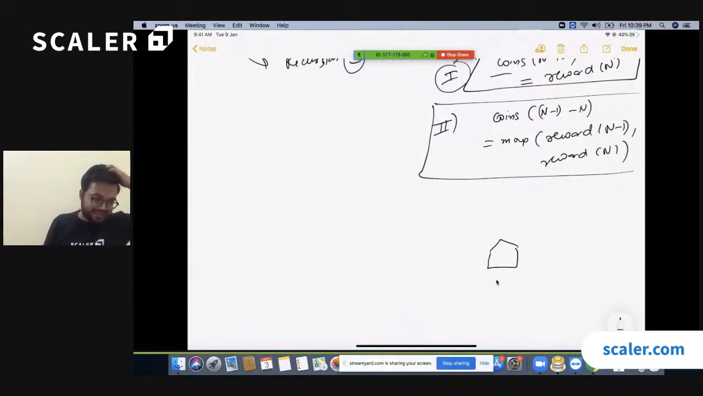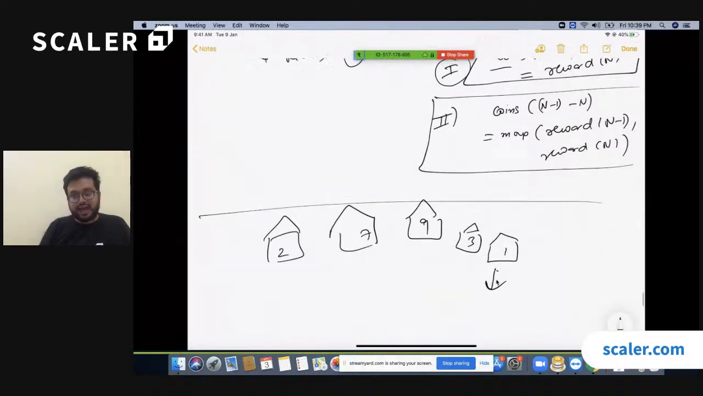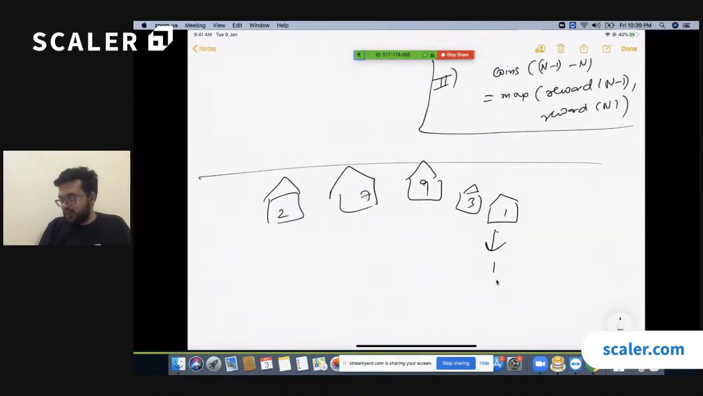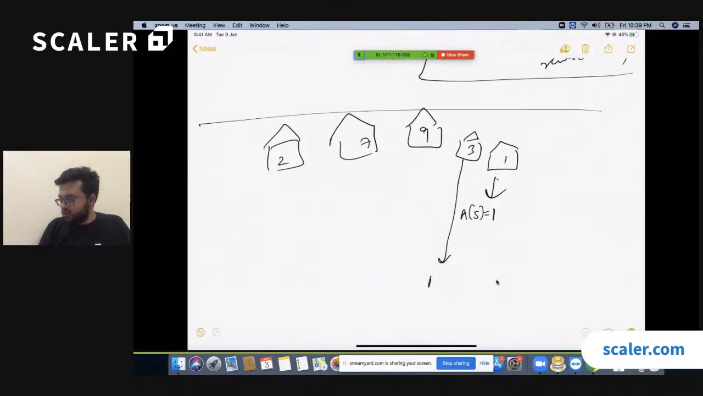So let me just actually take a real life example, and see what would be the answer there. 2, 7, 9, 3, and 1. So let's say I know the answer. This is my base case, right? The last one is my base case. The answer would be that you can get only one coin, right? So the answer to 5 would be 1. The second last is also a base case. The answer to 4, as we discussed, would be the maximum, that you can either choose to loot this one or this one, maximum of 3, 1, which happens to be 3.